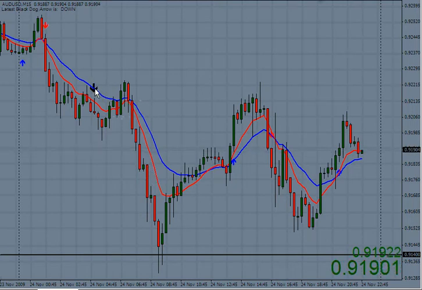Well, don't worry about the arrows. I got an email actually asking what the arrows were about. So this is the Black Dog system, so you don't have to worry about that. I do use the Black Dog system sometimes to trade that daily reversal, but you don't need to worry too much about it.